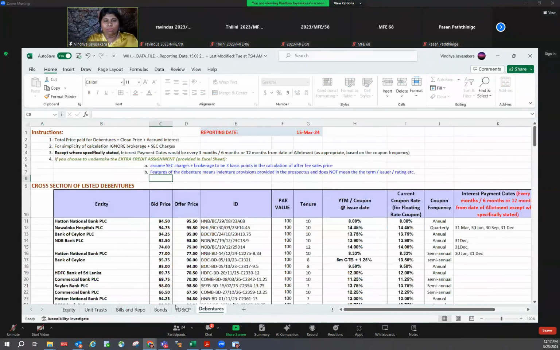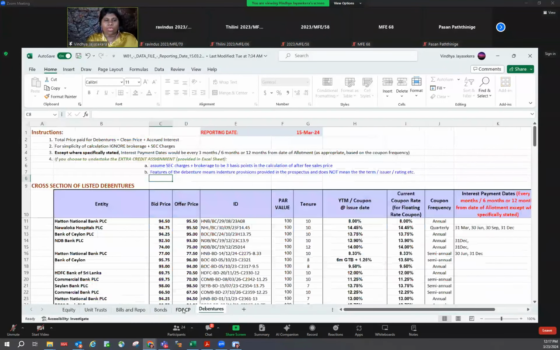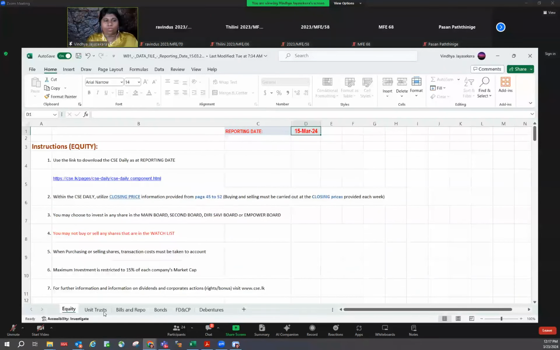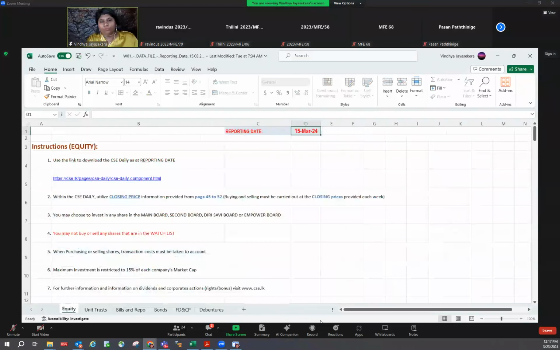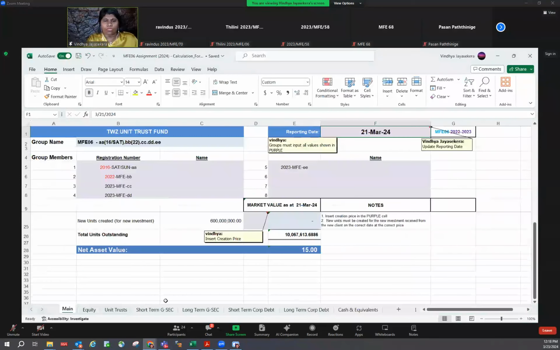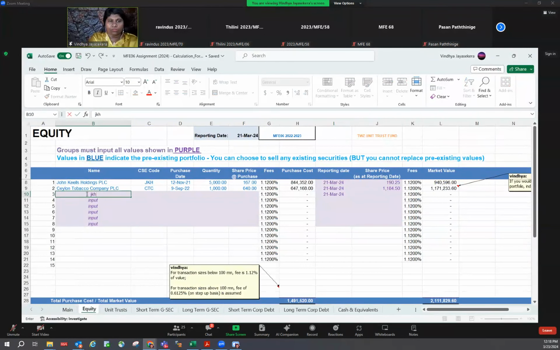Debentures also I will compile for you. These are some hypothetical numbers based on the current interest rates that I will send across, right? So these two I will compile for you. Otherwise, all of this, equity, unit trust, bills and repos, you will get from the source data itself. Then you pick and choose and you will invest into the portfolio. For example, if you want to invest in John Keells, you say, I want to invest in John Keells, right?